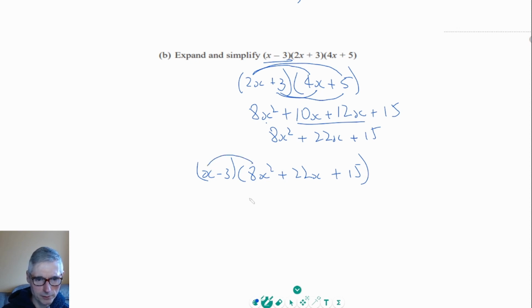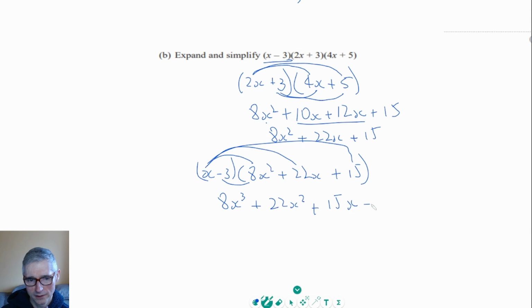I'm going to go x times 8x squared will give me 8x cubed. X times 22x will give me 22x squared. X times 15 gives me 15x. Now I'm going to go through with the minus 3. So that's going to give me minus 3 times 8x squared is minus 24x squared. Minus 3 times 22x gives me minus 66x. And minus 3 times 15 will give me minus 45.